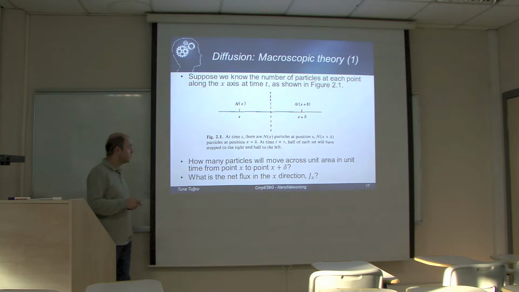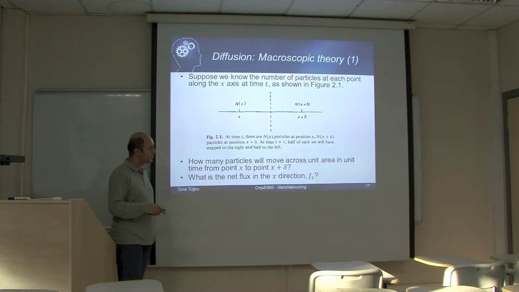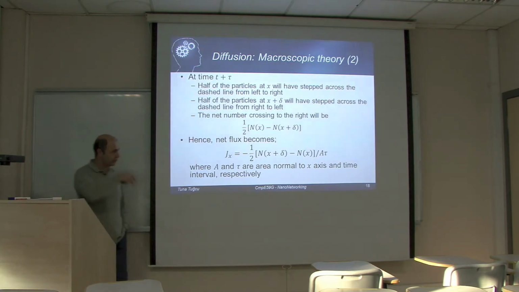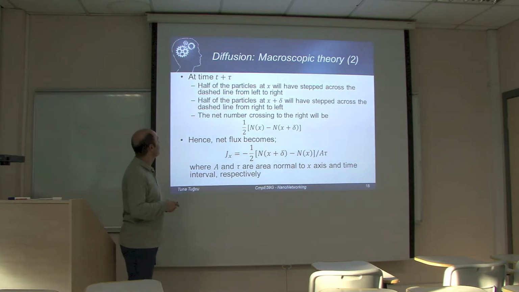Okay, so the question is how many particles will move across the unit area from x towards x plus delta, a unit area of this location in unit time, and what is the net flux in the x direction, and that net flux will be denoted by J of x. Okay, this is not the Jacobian we saw in the previous chapter, so don't worry.